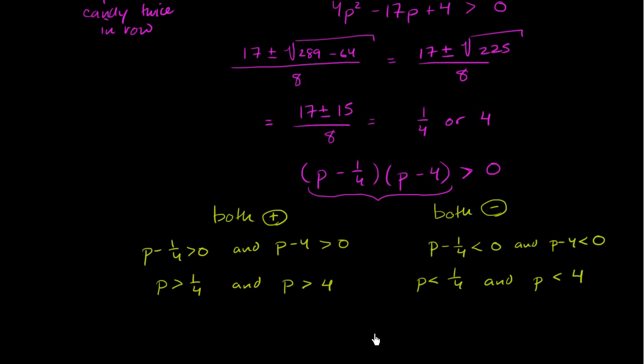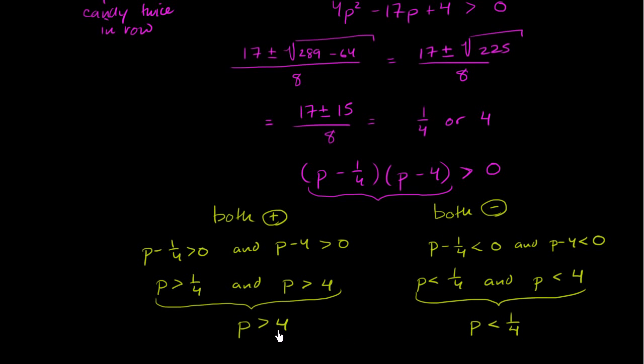Now, what does this constraint simplify to? P has to be greater than 1/4 and p has to be greater than 4. Well, if p is greater than 4, it's definitely going to be greater than 1/4. So all of this collapses into p needs to be greater than 4. That's the situation where both are positive. Now what about here? Well, if p is less than 1/4, it's definitely going to be less than 4. And this is an and right over here. So this collapses to p is less than 1/4.